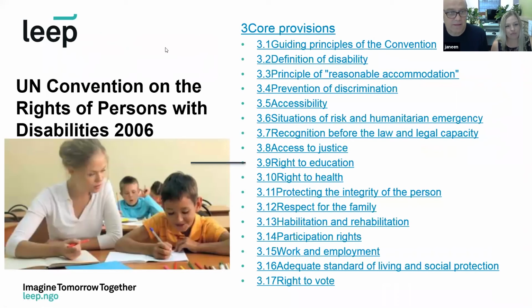And in the Convention of the Rights of Persons with Disabilities, here's a nice sort of list that covers all the things to bear in mind about people's rights. Quite a few there, so I do recommend that you look up that act, that convention, I should say.